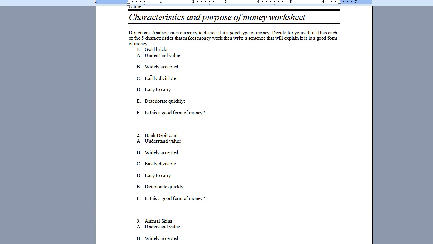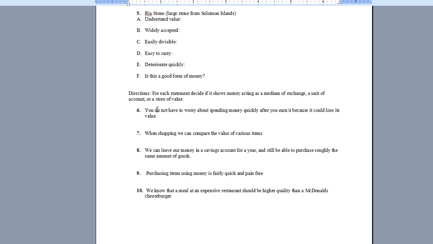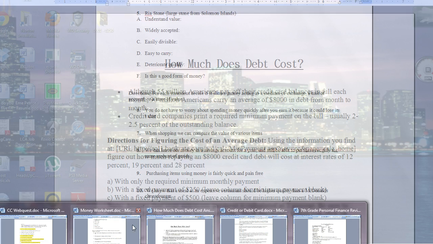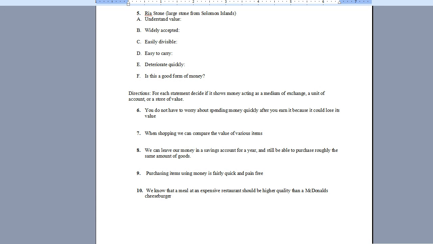This part most kids did pretty well on, just analyzing if a gold brick is easy to understand its value, widely accepted, so on and so forth. Down here, these questions were a little bit tougher, and that goes back to the medium of exchange, unit of account, store of value. So if you did not do well on this part, come ask me about it.